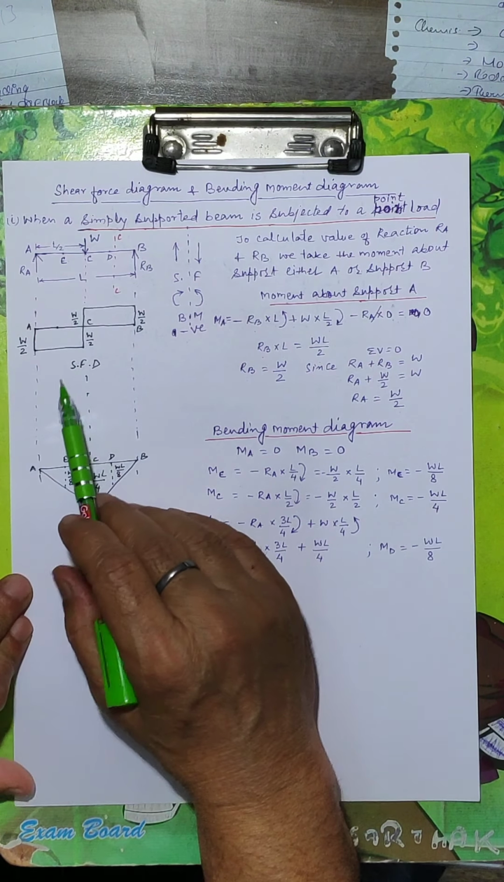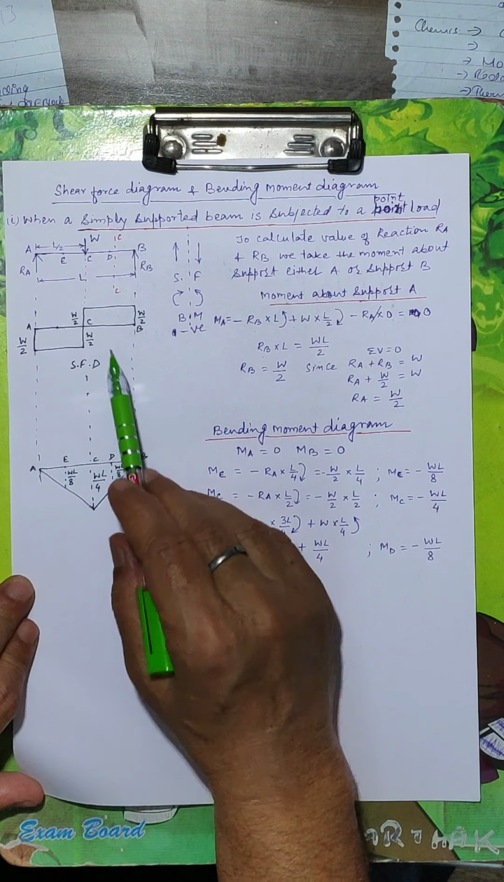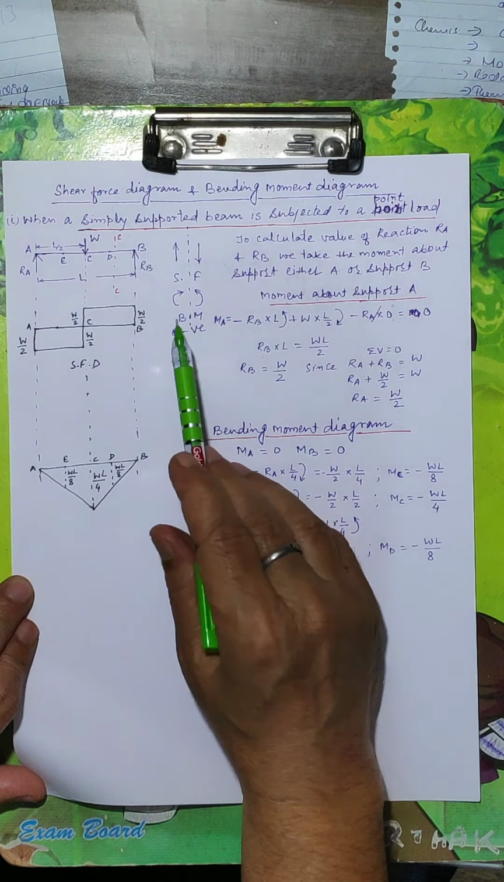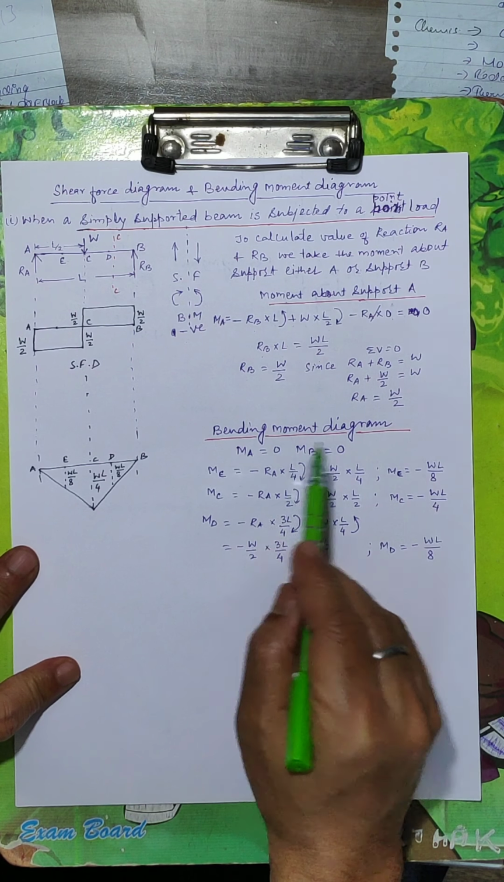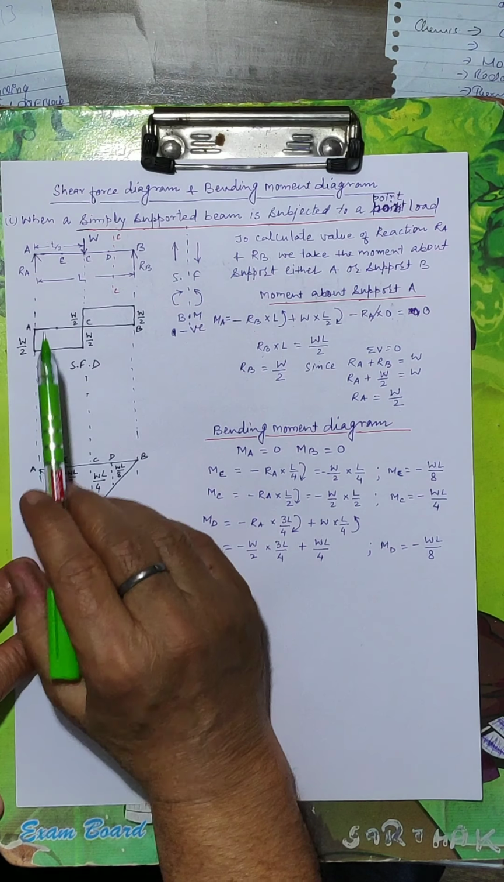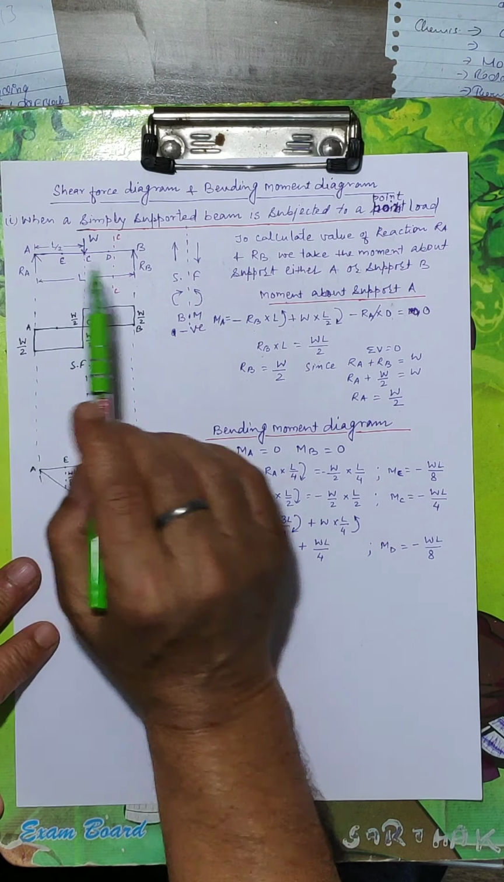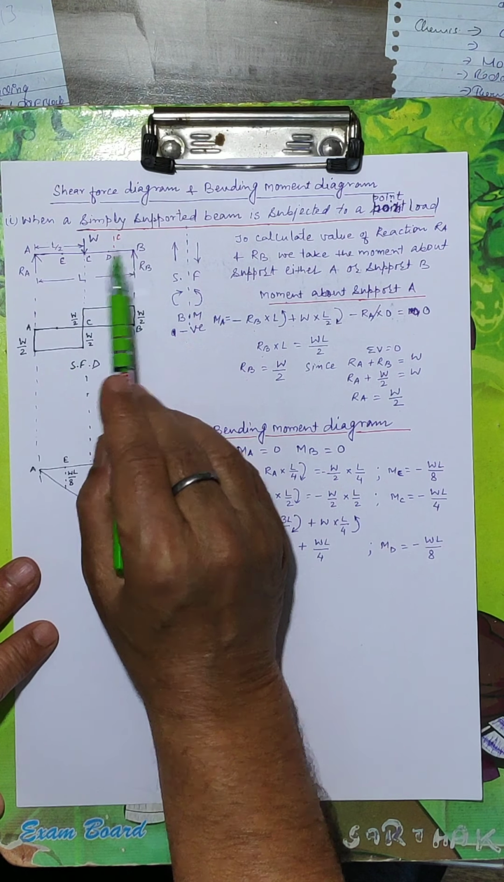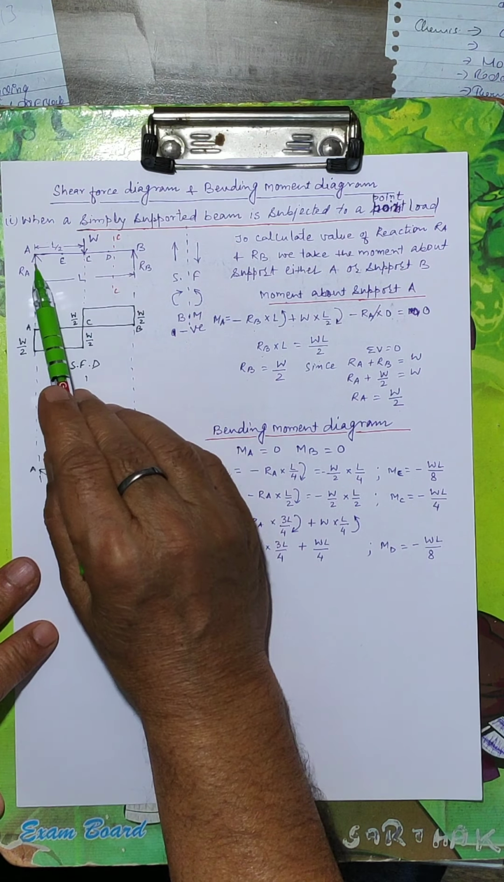I hope you have understood all these values, sign convention and diagram. Now we go ahead to calculate the bending moment diagram. Moment at A is, because this is a simply supported beam, so supports are roller or hinge, moment is 0. So MA is equal to 0, MB is equal to 0.